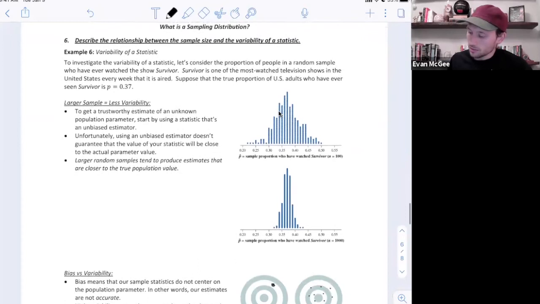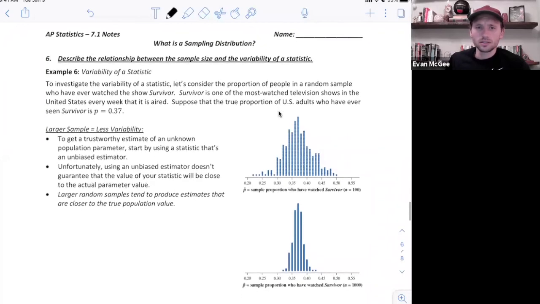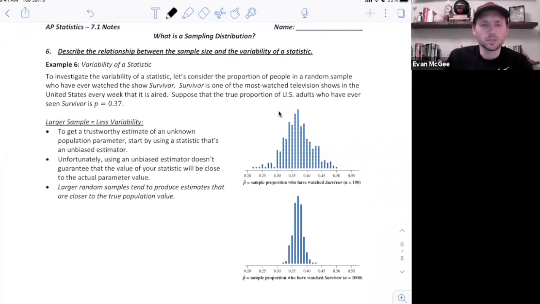The last objective from this section is to describe the relationship between the sample size and the variability of a statistic. So let's take a look at an example problem here. To investigate the variability of a statistic, let's consider the proportion of people in a random sample who have ever watched the show Survivor. Survivor is one of the most watched television shows in the United States every week that it's aired.